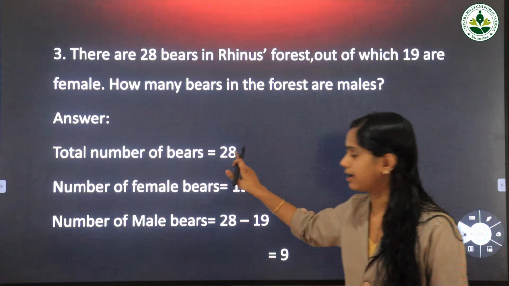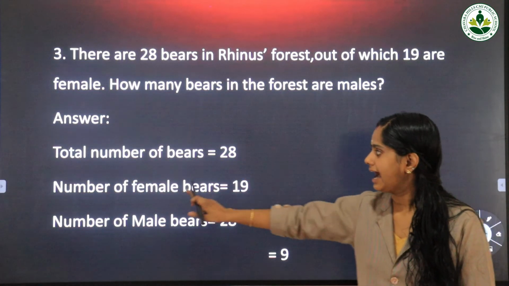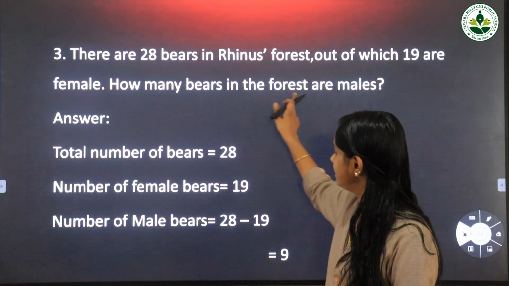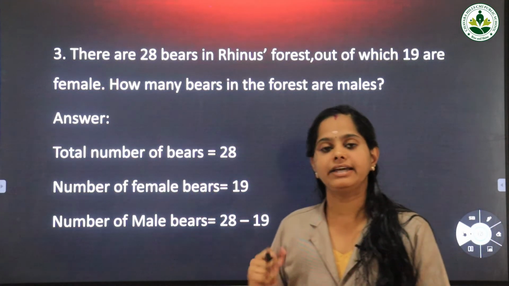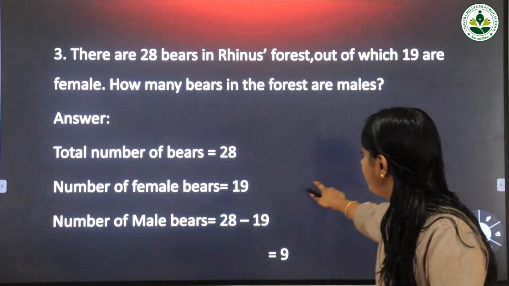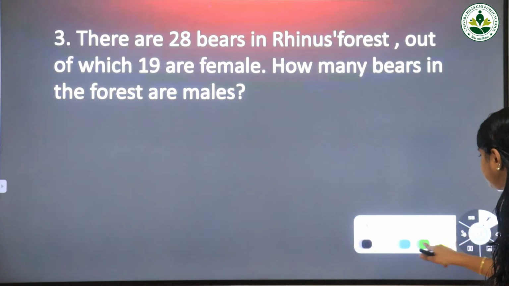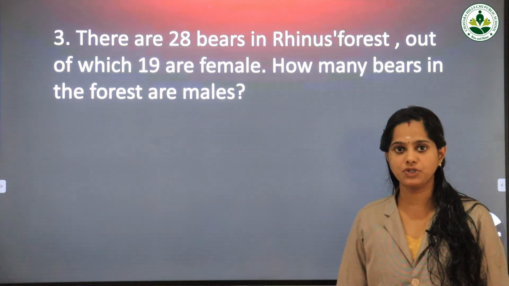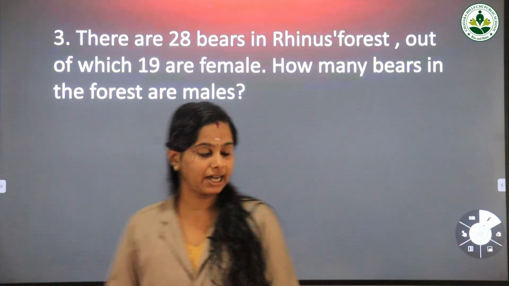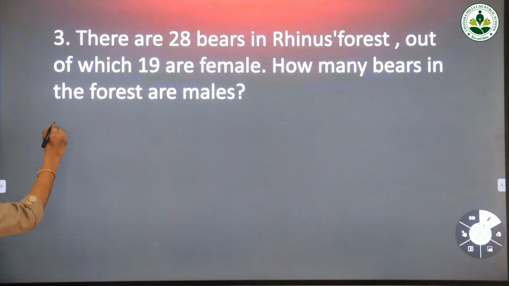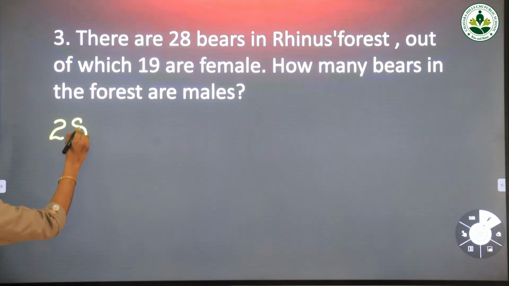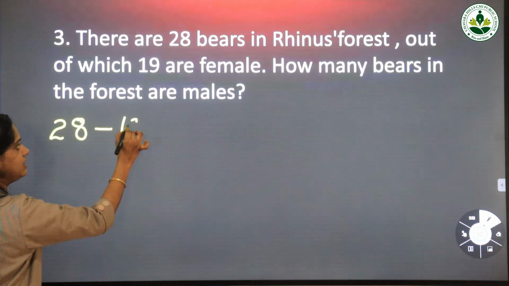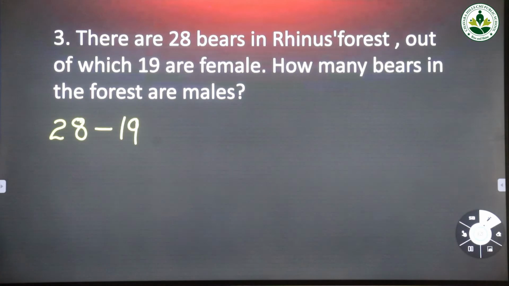Look here, total number of bears 28 and the number of female bears 19. We have to find the number of male bears. For this we subtract 19 from 28. How to find the value of 28 minus 19?